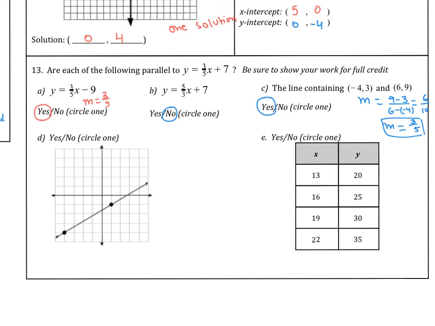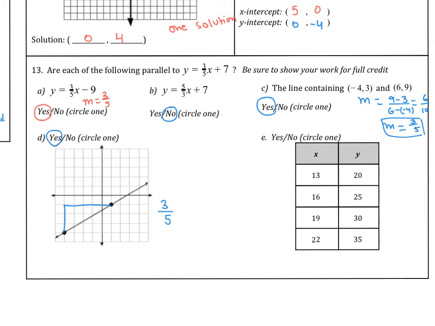For letter D, the slope of this line is rise over run. So 1, 2, 3, 1, 2, 3, 4, 5. So it's going to be up 3 over 5. That is 3 over 5, which is the same as the given line. So yes, this is going to be parallel to the given line.